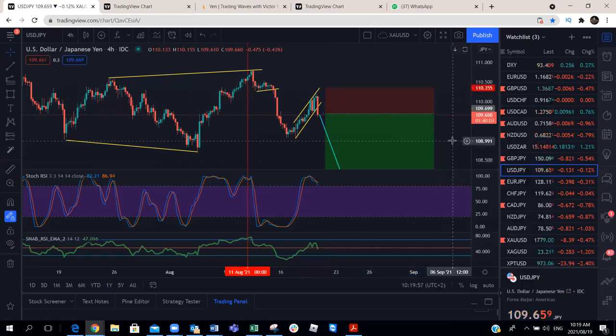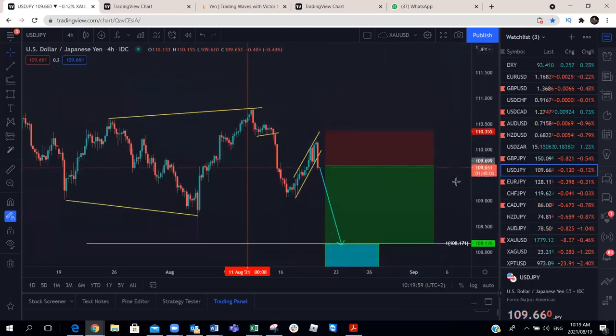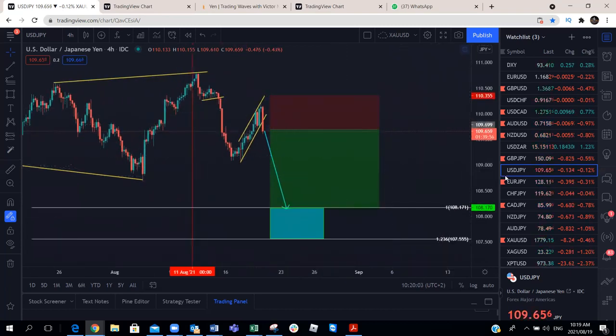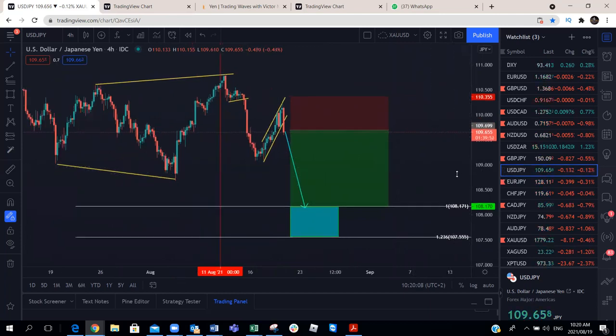Okay, so let's take this trade, guys. Let's take it when it confirms. Remember, this is 2% risk. Take 2% risk. Don't take anything more than 2%. Let's watch how this plays out.